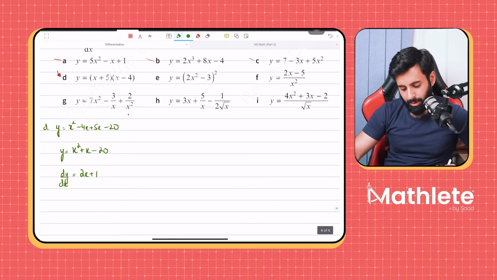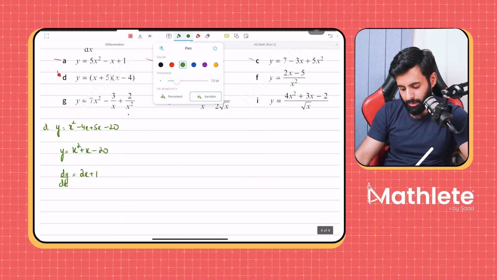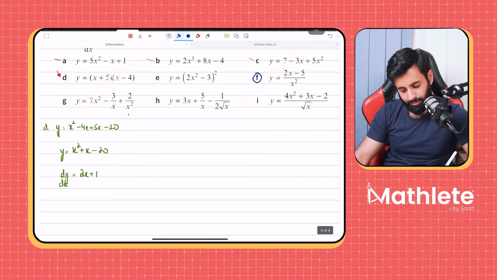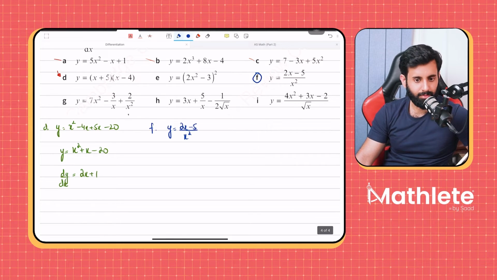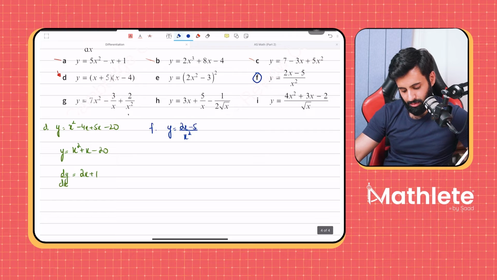Okay. All right. What about part F? What do you suggest I do with part F? Let me write it down. y equals 2x minus 5 upon x squared. What do I do now? We bring the power in the numerator and multiply it with the whole thing.